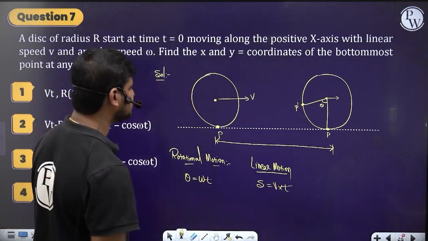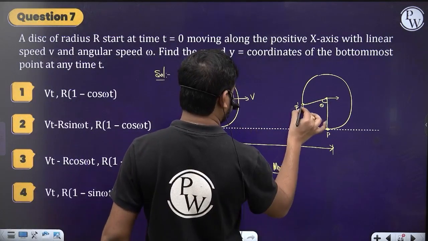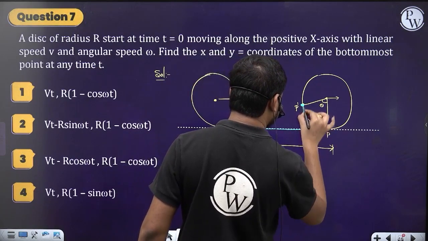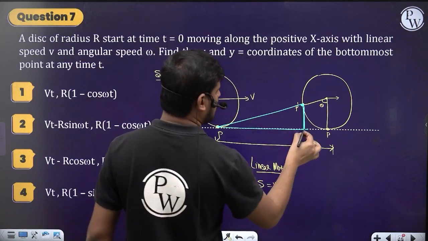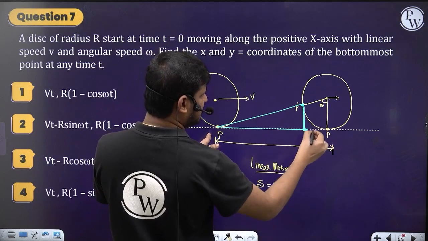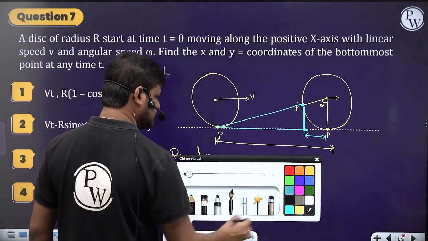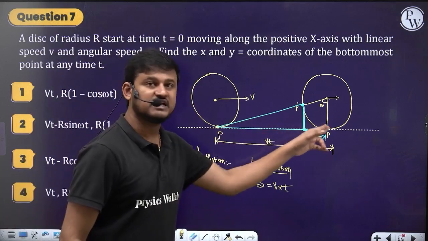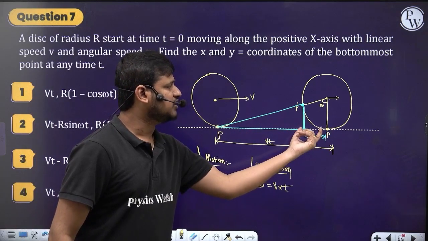What we actually required are the x and y coordinates. When this particle moves here, we need this distance from here to here, and then this whole thing. So now how do you subtract this part? See here, from the total vt you have to subtract this point. This total distance from here to here in the linear motion is vt. So now from this vt, you have to subtract this point. So what is this one?